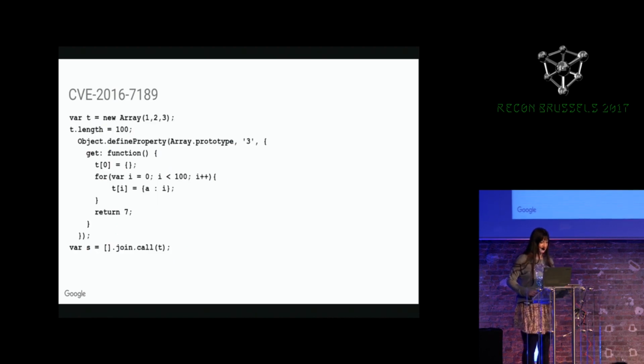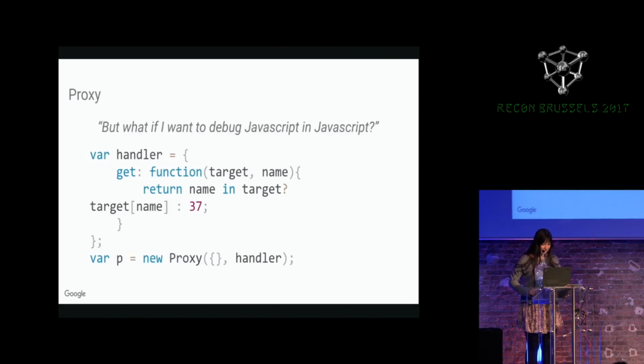And here's an example of the code that causes this. Notice that you're actually putting the getter and setter on the index. So that's the thing that triggers the code that can change the array type.